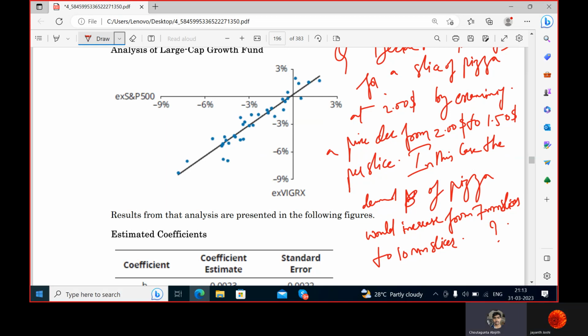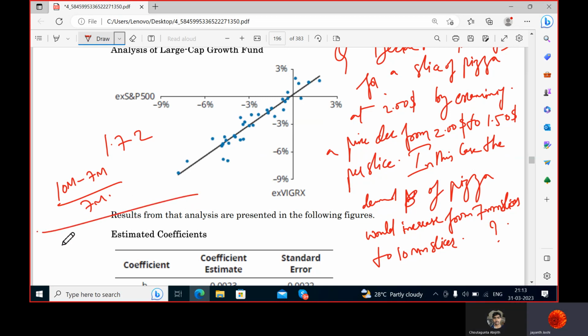Sorry? 1.7. You got a positive value or negative value? Positive value. You should get a negative value, it seems. So the change in quantity demanded was 10 million minus 7 million, divided by 7 million, correct? Divided by the change in price, 1.50 minus 2, divided by 2. So you'll get 0.43 divided by minus 0.25. You'll get a negative value, but you have to ignore the negative sign. That's what many economists would do.